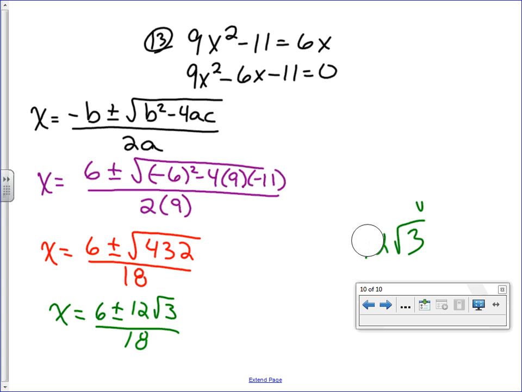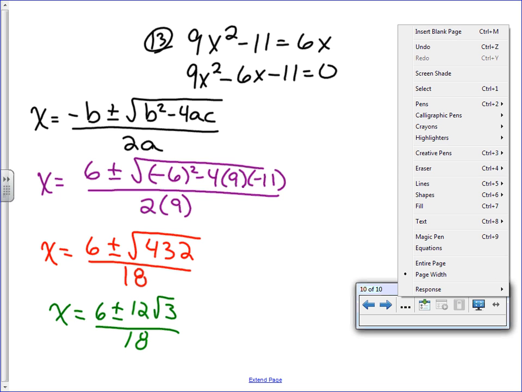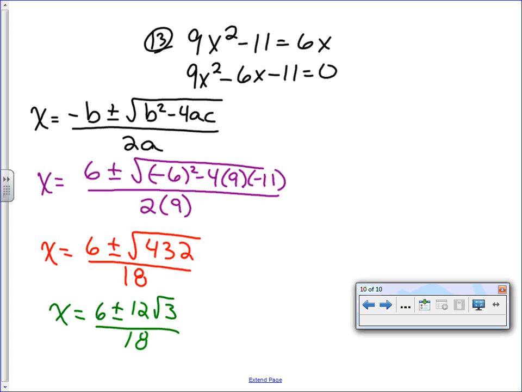We're almost there. The last thing I'm going to do is see if I can reduce this. So I'm looking at the 6, the 12, and the 18. I'm looking at those 3 numbers. Is there anything that'll go into those 3 numbers?